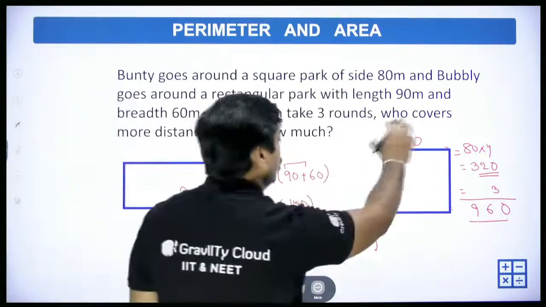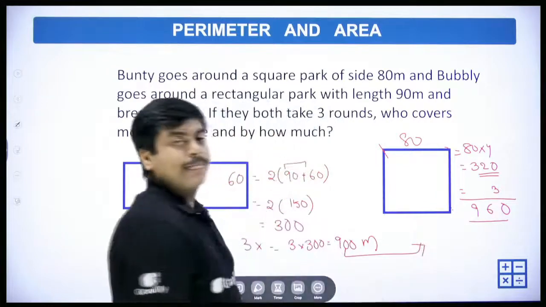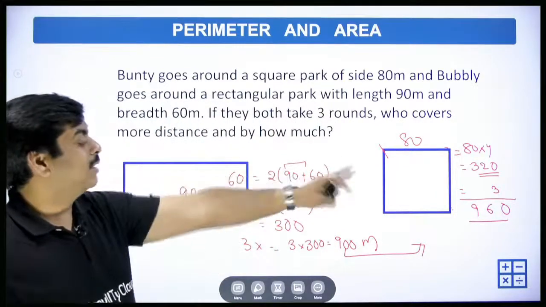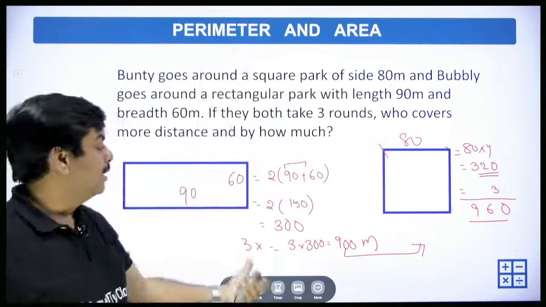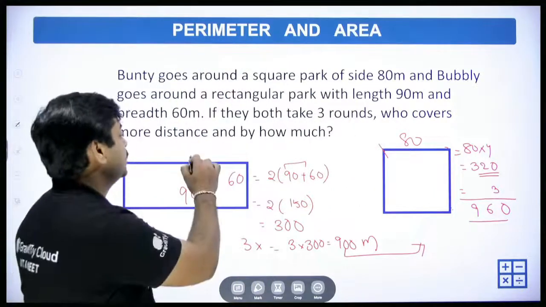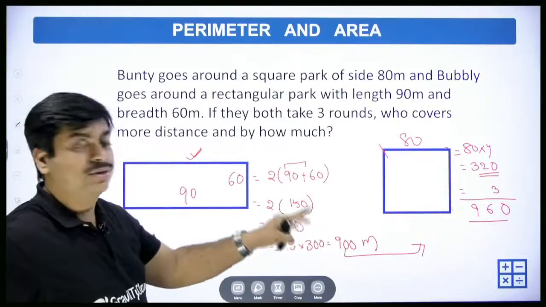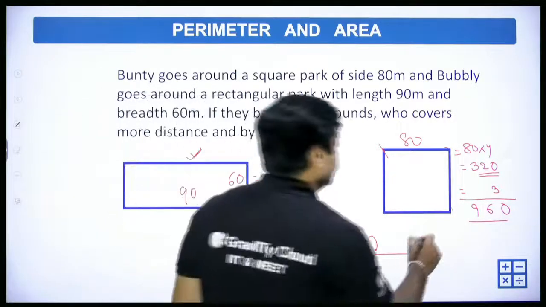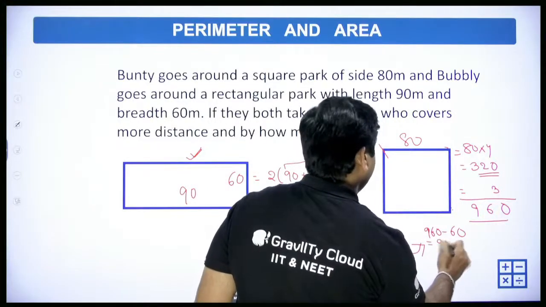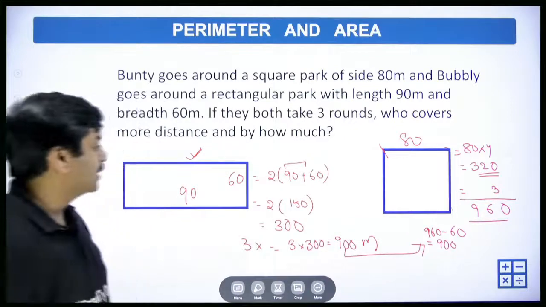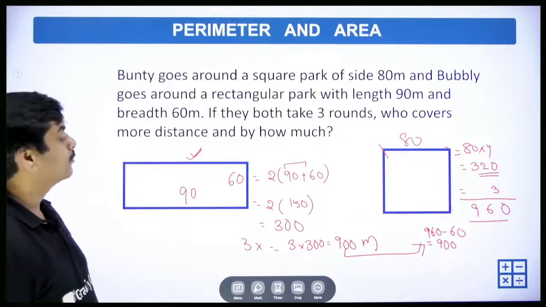So the person going around the square is actually traveling 60 meters more than the rectangle, so the rectangle is preferable. What happened here? 960 here, 900 here, so there is a difference. The difference is 960 minus 900, which gives you 60, right? So you can try to do that from there.